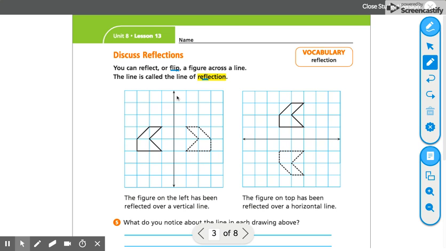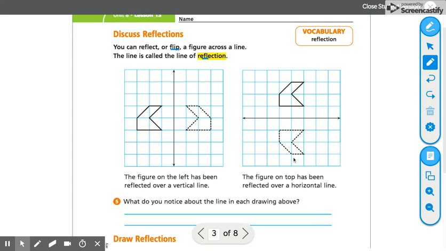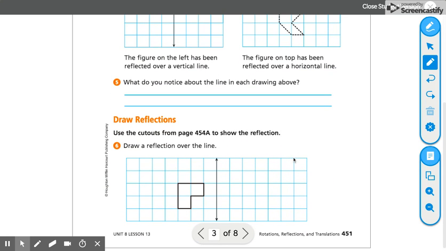And in this case, we reflected over a vertical line. And in this case, we reflected over a horizontal line, but they're exactly the same picture mirrored over the line. So again, you're just flipping it over.